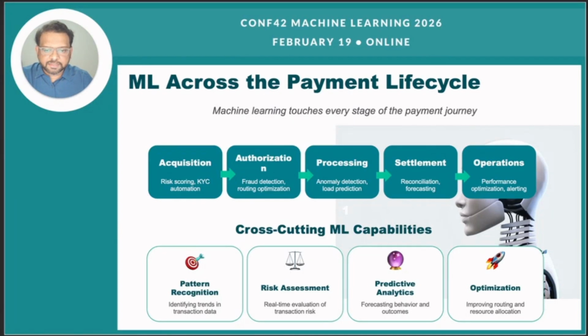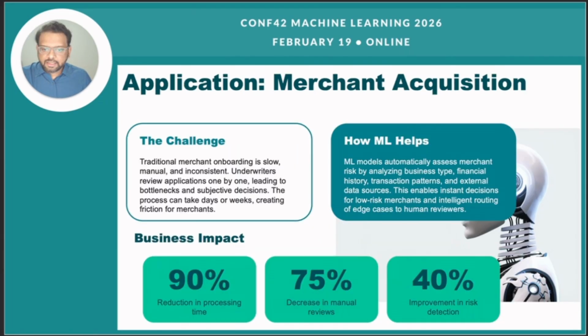The key insight here is machine learning creates an intelligent layer that runs through the entire ecosystem, not just isolated pockets of functionality. Now let's move on to the first stage of the payment ecosystem, which is known as merchant acquisition. And now let's look at some concrete application examples, starting with merchant acquisition.